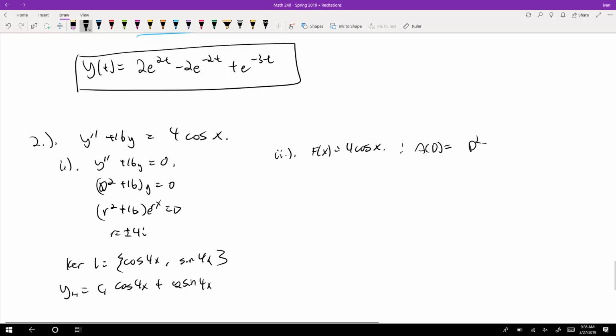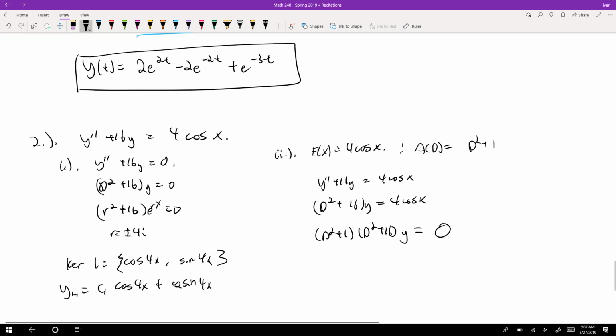Now we want to apply A of D to both sides of my operator for the regular equation. So remember, I have y double prime plus 16y equals 4 cosine x. So this is D squared plus 16 applied to y is equal to 4 cosine x. And then D squared plus 1 times D squared plus 16 applied to y. That kills the right-hand side, which is what the annihilator is for.